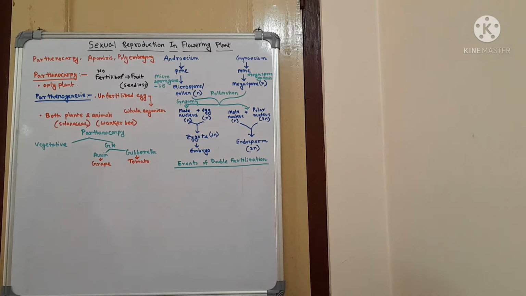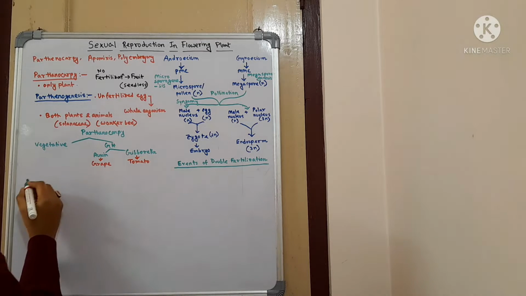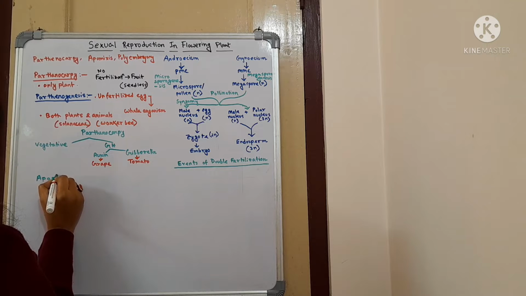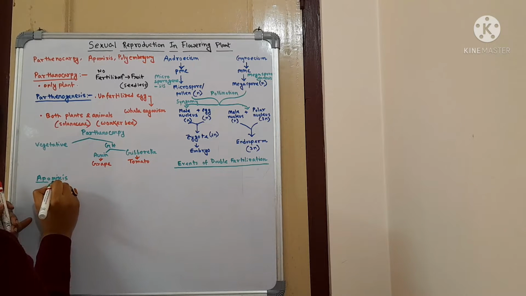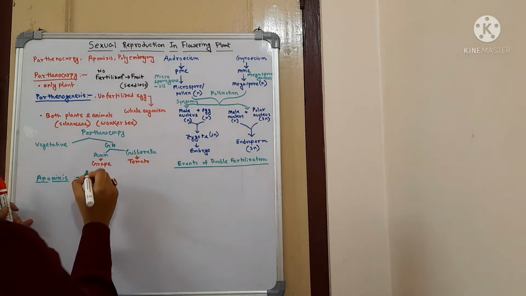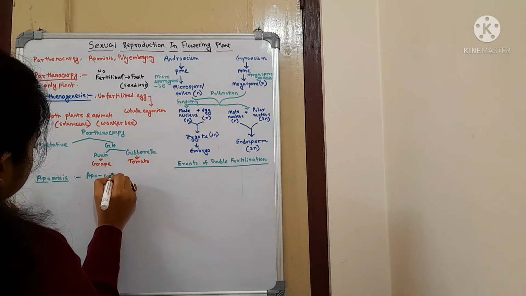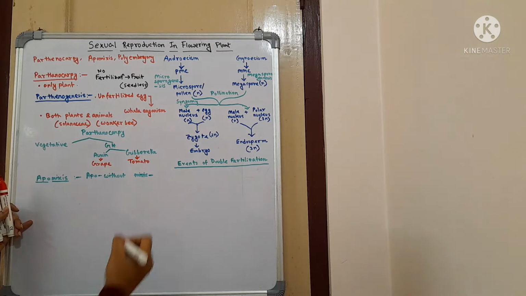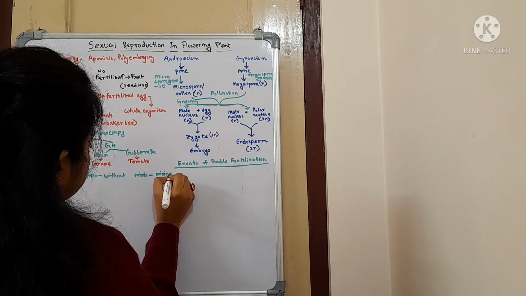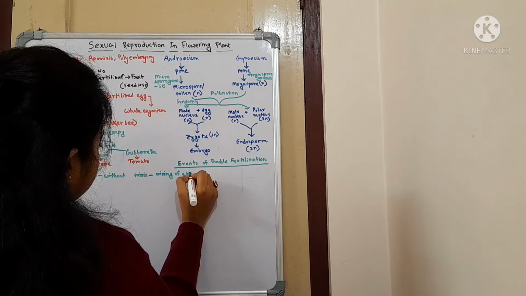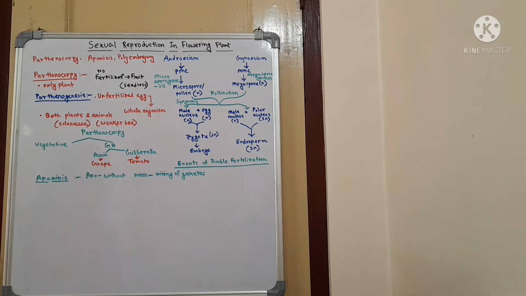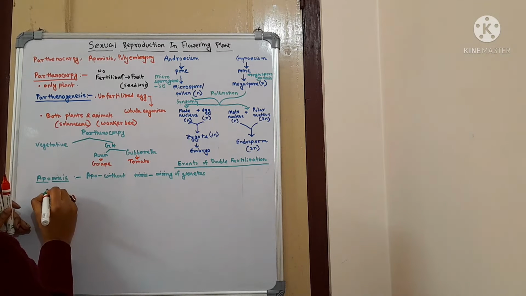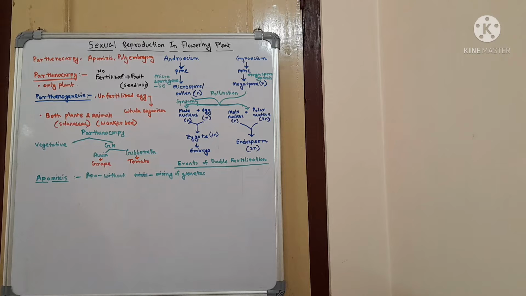Now let us move ahead into the next topic, that is apomixis. If we split the term apomixis into two, we get apo and mixis. Apo means without or no, and mixis means mixing of the gametes. So when there is formation of the seed without mixing of gametes, that means without fertilization, that event is considered as apomixis.